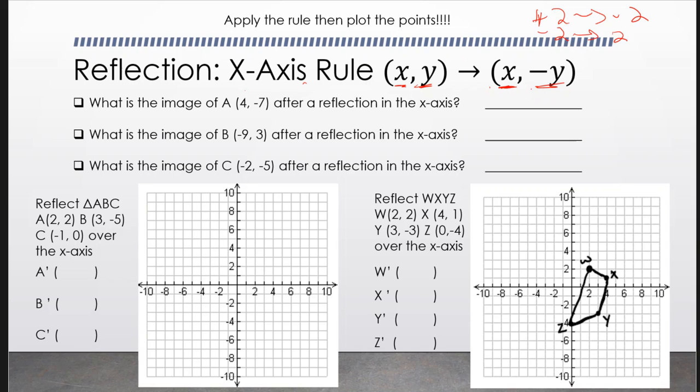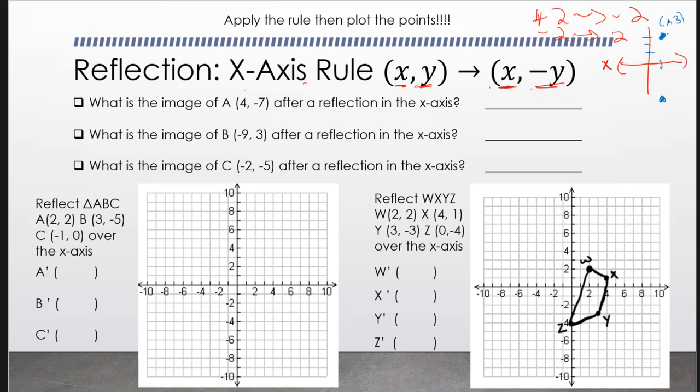And this should kind of make sense if we just think about it. Let me just do a little sketch here. This is my x-axis. It's the horizontal axis. And if I had a point up here, let's say this is like a 1, 3, and I'm reflecting this point over the x-axis, it's going to go from up here to down here now.